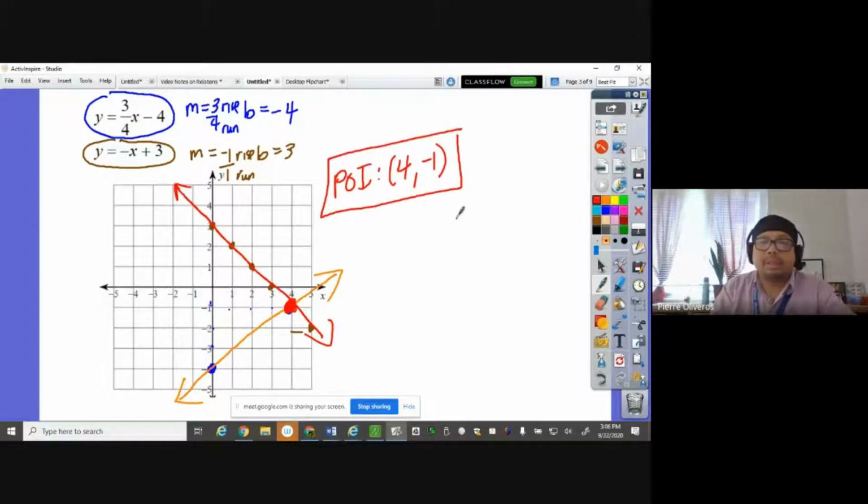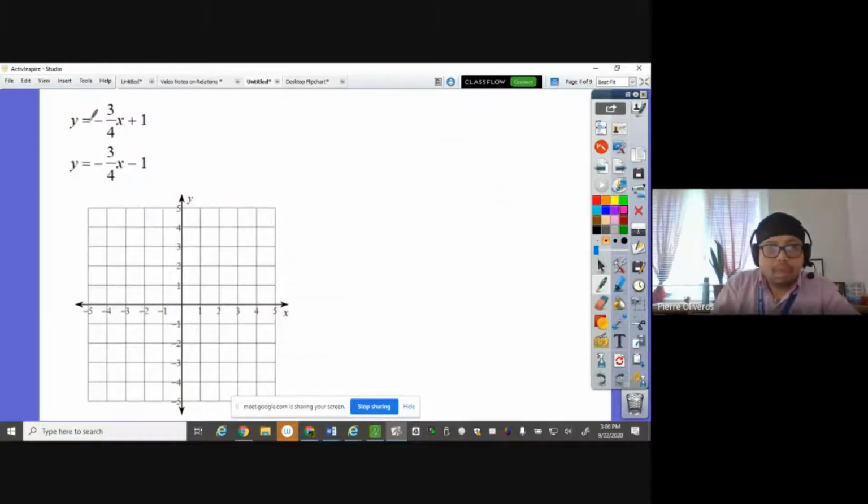There you have it. Kaboom. Let's have one more. y is equal to negative 3/4 x plus 1. The slope there is negative 3/4 and the y-intercept there is positive 1. So let's graph it. Go to the positive 1 and down 3 because it's negative 3: 1, 2, 3. And then over 4: 1, 2, 3, 4.